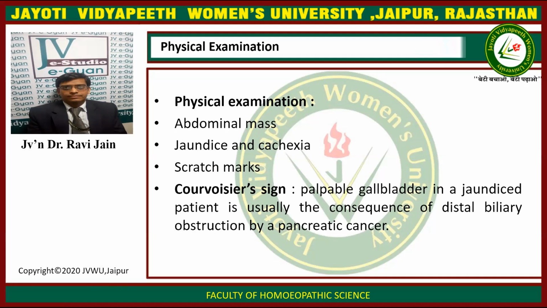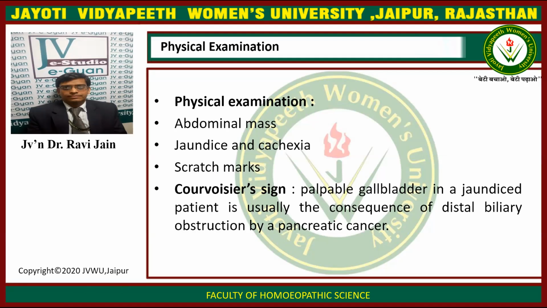Now, what are the different physical examination findings whenever a patient comes to you with pancreatic carcinoma? There will be an abdominal mass. There will be jaundice and cachexia, and certain scratch marks on the body due to pruritus. There is an important sign known as Courvoisier's sign.